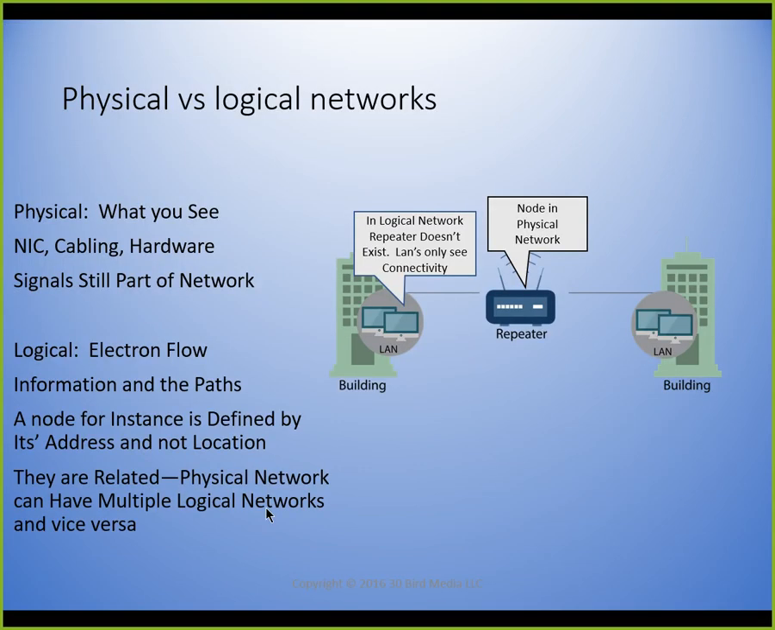So when we do networking, we said physical versus logical networks. A physical network is, in fact, what we see. The NIC, the cabling, the hardware, signals are still part of the network. But in my first network, we had what's called a true bus. And we're going to talk about the bus topology here in a few minutes, but we might as well introduce it now. Which is basically a piece of coax that had T connectors on it that connected to the computers.